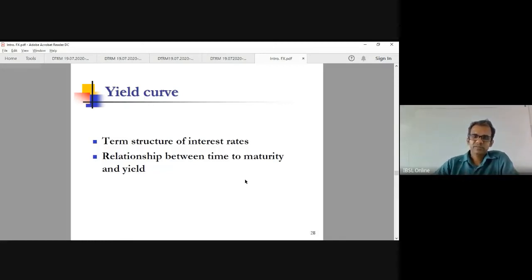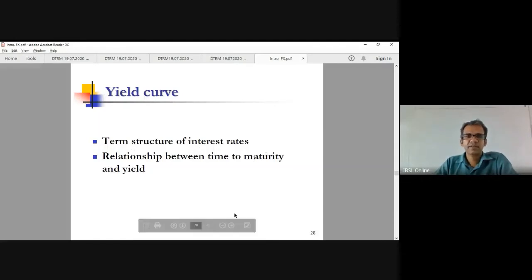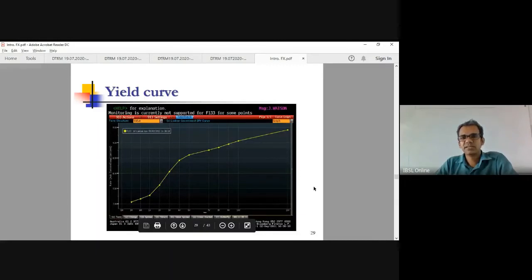Now we'll talk about the yield curve. Yield curve is the term structure of interest rates. Yes, I think you can see this graph clearly. In this, there are two axes. The x-axis shows the time: 1 month, 3 months, 6 months, 1 year, 2 years, 3 years, 4 years, 10 years, and 15 years. On the y-axis, it shows the yield. Remember, x-axis tenor, y-axis yield.